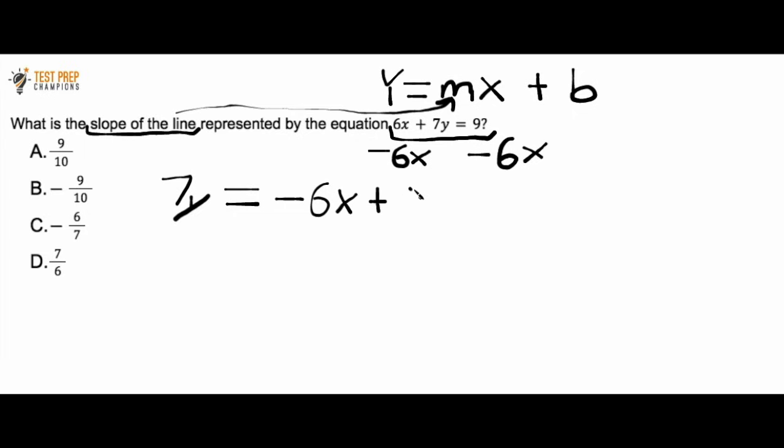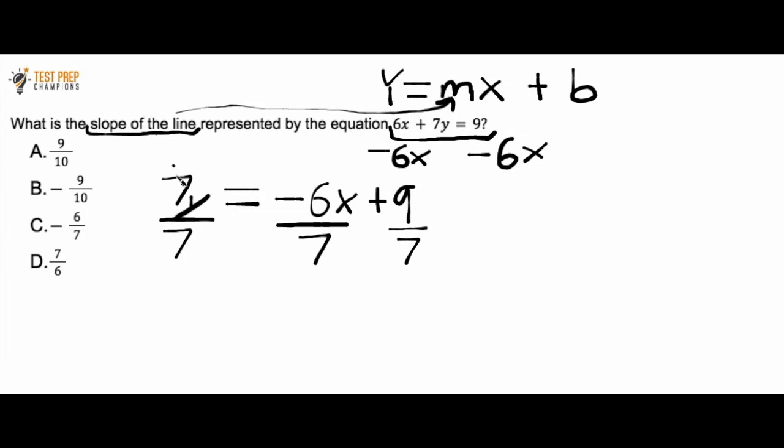Okay, so hopefully this makes sense so far. Now, we don't want 7y, we just want y. So since it's 7 times y, the opposite of times is division, and so I'm going to divide to get y by itself. But whatever I do to one side, I also have to do to the other. So I have to divide everything on the right-hand side by 7 as well. So I'm going to do negative 6 divided by 7, positive 9 divided by 7.